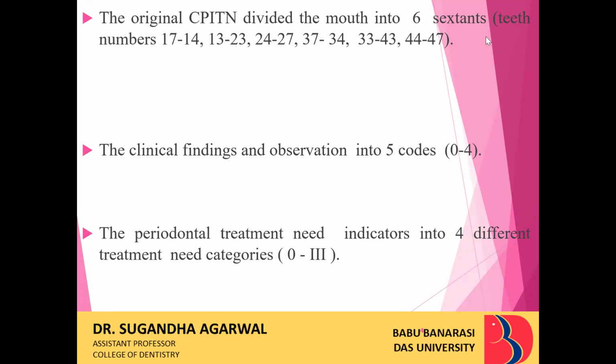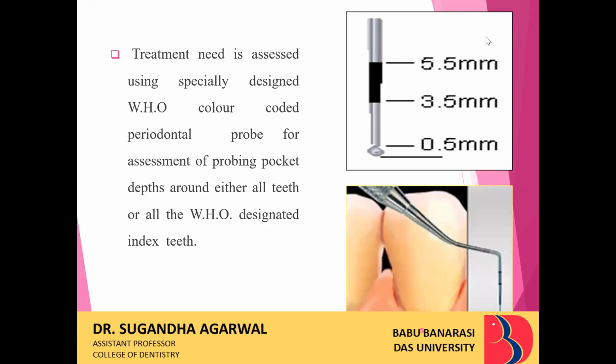The original CPITN divided the mouth into 6 sextants, that is, 17 to 14, 13 to 23, 24 to 27, 37 to 34, 33 to 43, 44 to 47. The clinical findings and observations are divided into 5 codes, 0 to 4. The periodontal treatment needs indicators are divided into 4 different treatment need categories, that is 0 to 3.